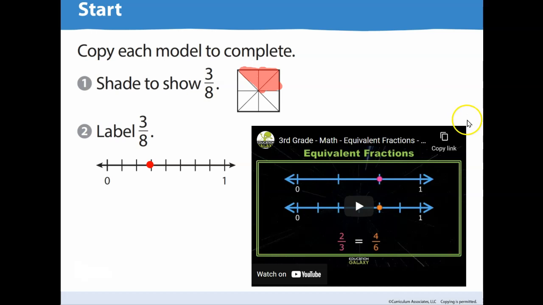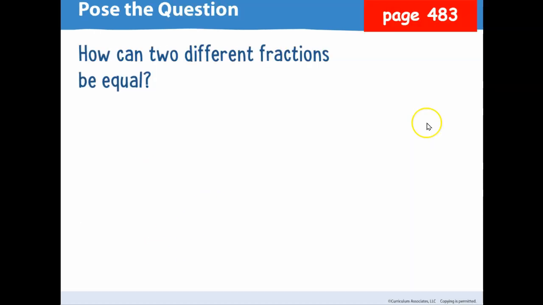Okay, so let's go ahead and watch the video. All right, so on page 403, I'm posing this question, okay? How can 2 different fractions be equal? So if I have 2/4, okay? 2/4, and I have 3/6, those are 2 different fractions. How can both of those be equal to each other?